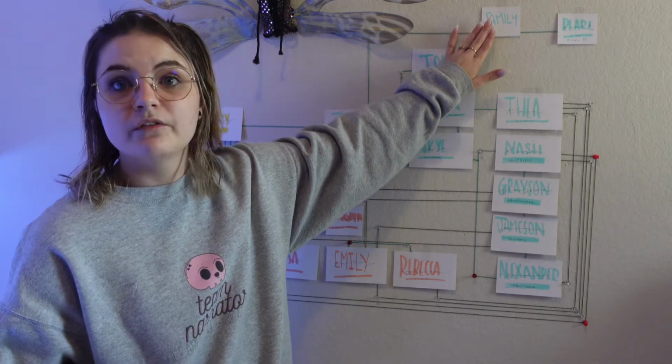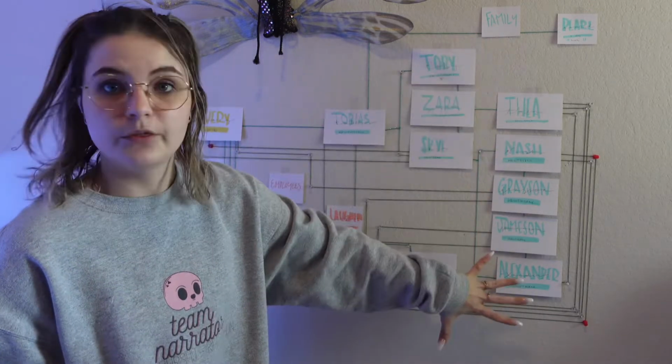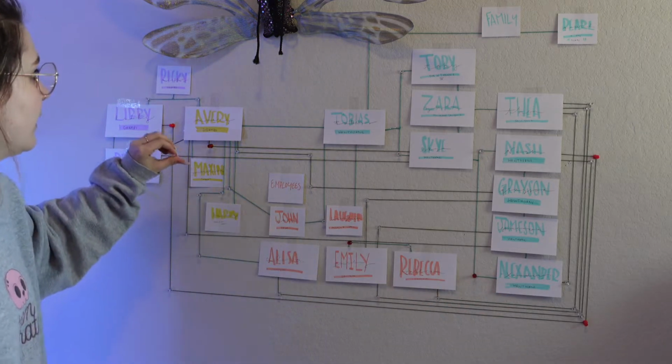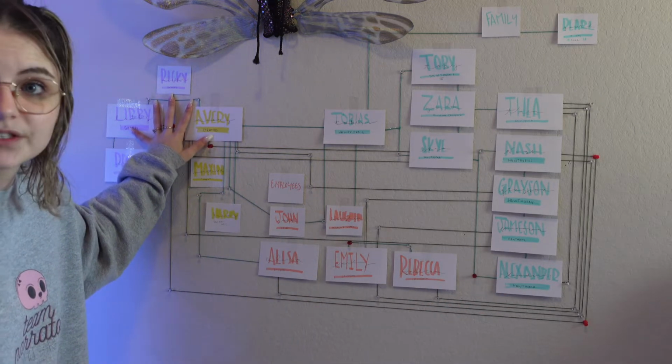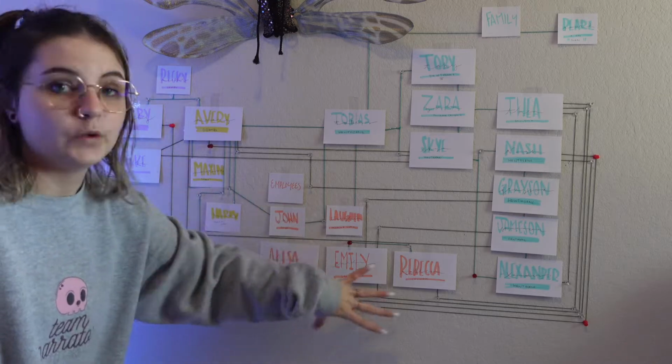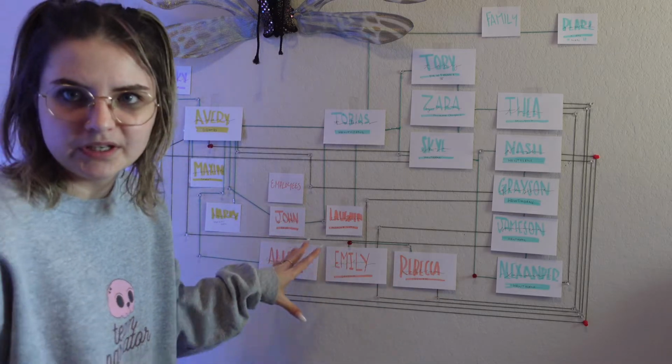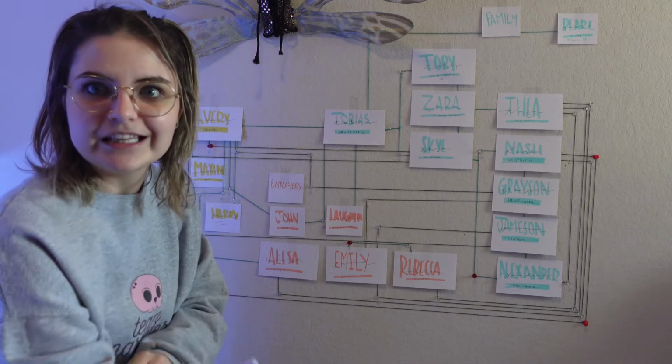So here we have family being the Hawthorne family. Then we have the Grahams' connections here, and then we have employees. And you would think that employees wouldn't need their own section, but they actually do in this case.